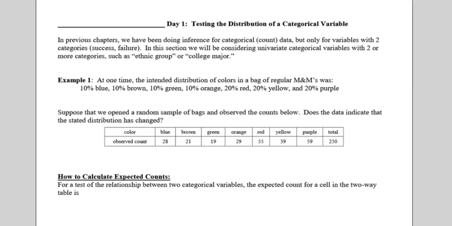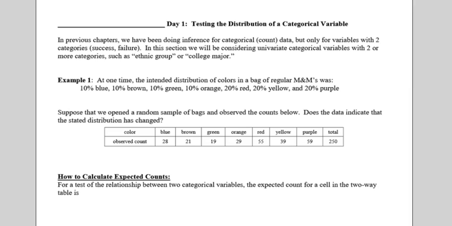At one time, the intended distribution of colors in a bag of regular M&Ms was 10% blue, 10% brown, 10% green, 10% orange, 20% red, yellow, and purple. So that's what, theoretically, if you open up a bag, should be in there. Doesn't mean it's going to be in there exactly, but that's what they expected to have in there. So, suppose we open a random sample bag and observe the count below. Does the data indicate that the stated distribution has changed?